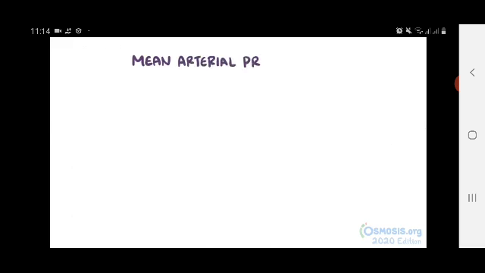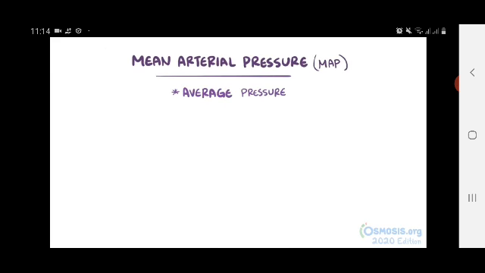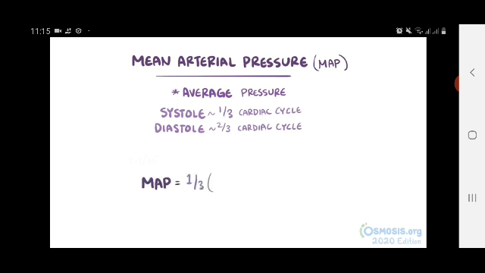Now, the mean arterial pressure, or MAP, is the average pressure on the arteries during a complete cardiac cycle, including the systolic and the diastolic pressures. This can be calculated in a couple ways. The first is the quickest way, where we assume that about 1/3 of the cardiac cycle is spent in systole, and about 2/3 is spent in diastole. And so we say that MAP equals 1/3 times systolic blood pressure plus 2/3 times diastolic blood pressure.